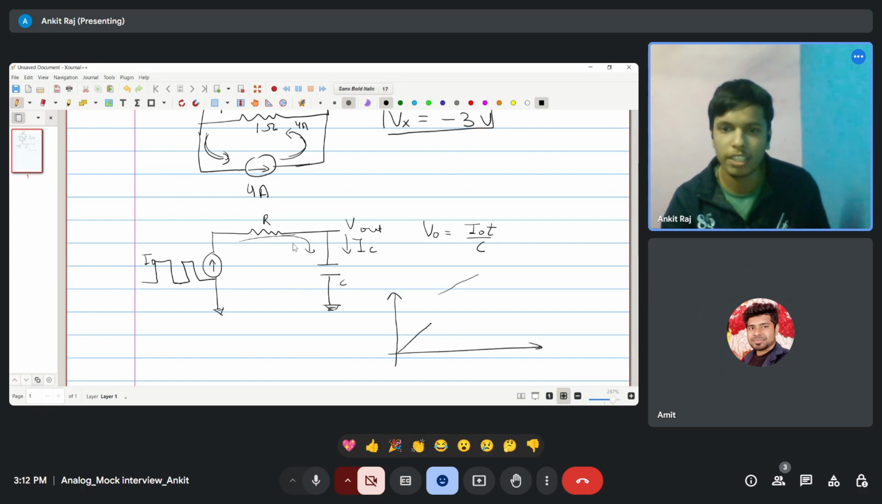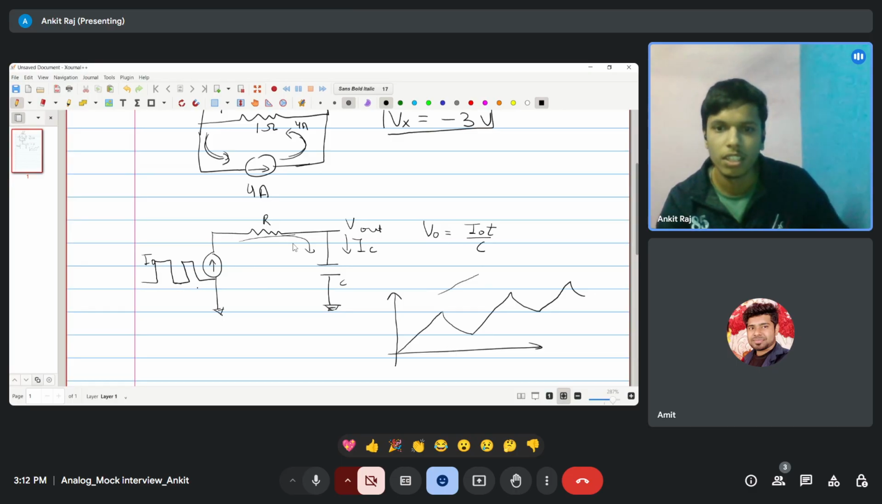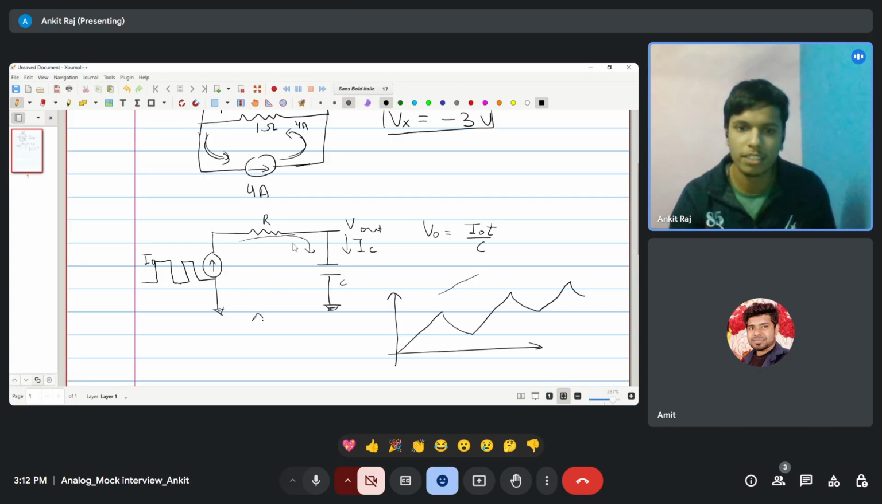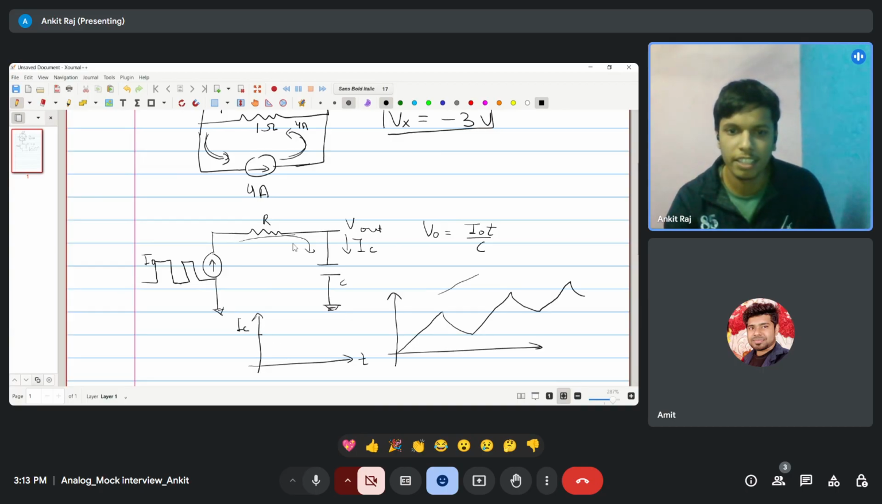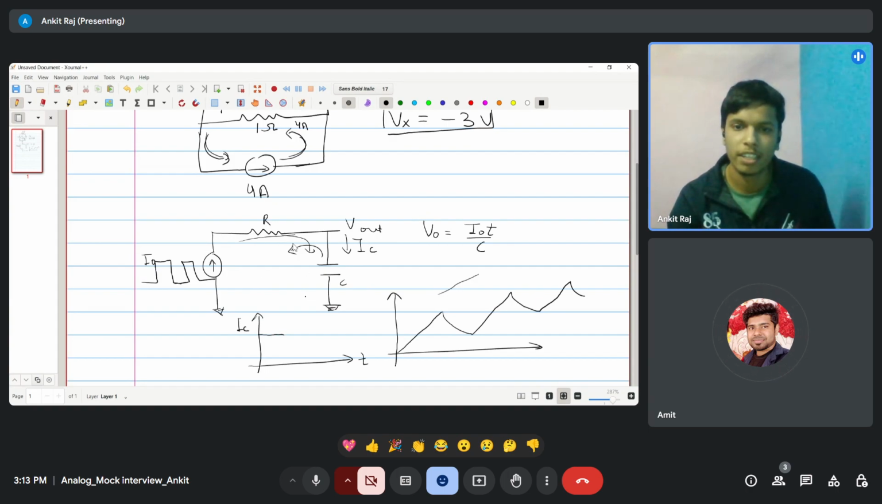When the current is I naught, V out will increase, and when the current is zero, the capacitor will discharge exponentially. Again, when it becomes I naught, it will charge and discharge like this. IC will be I naught when it's high initially, and after that, when the current goes to zero, the IC current will go in this direction.